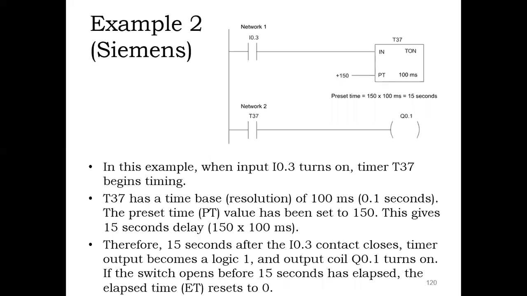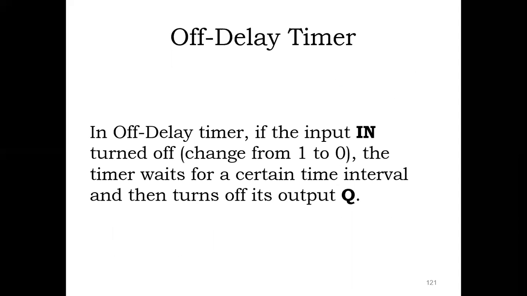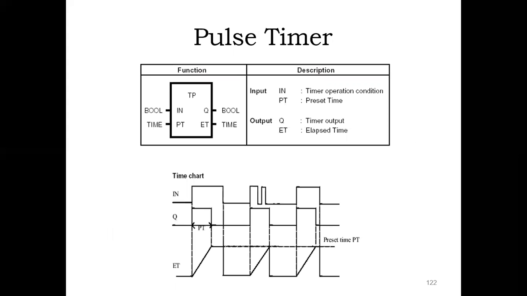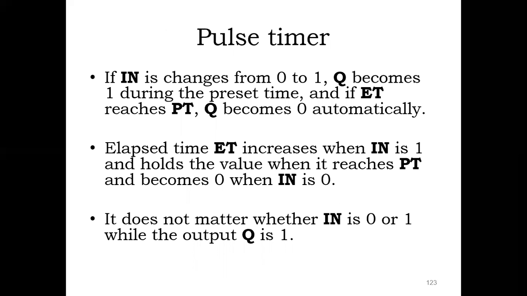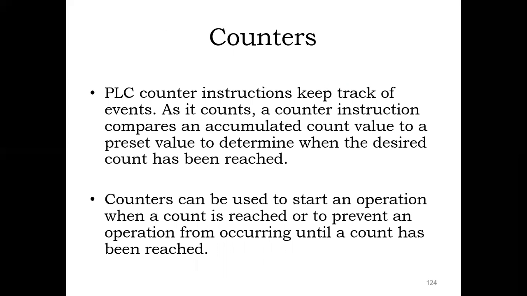This is example 2 for Siemens, an off delay timer example. There is also a pulse timer condition. Next, counters.